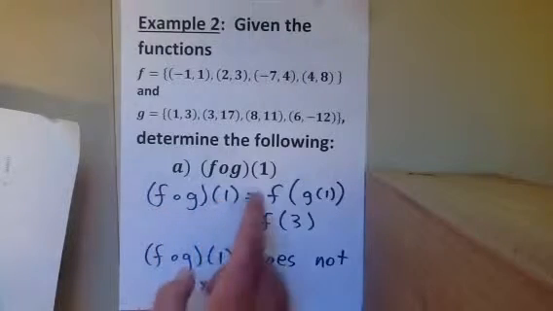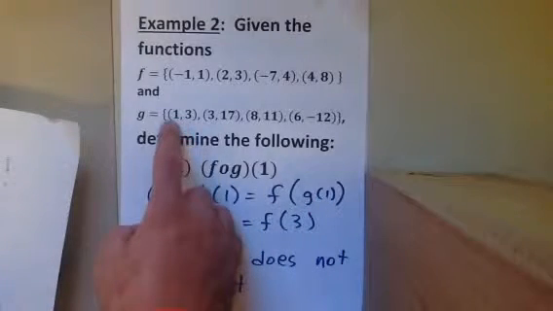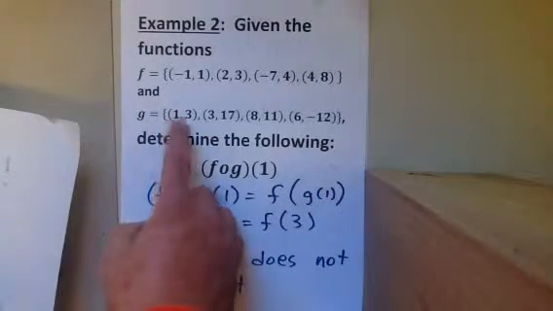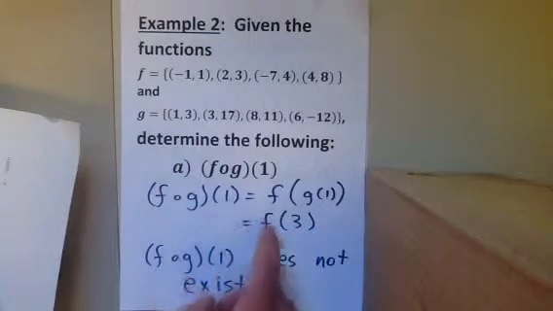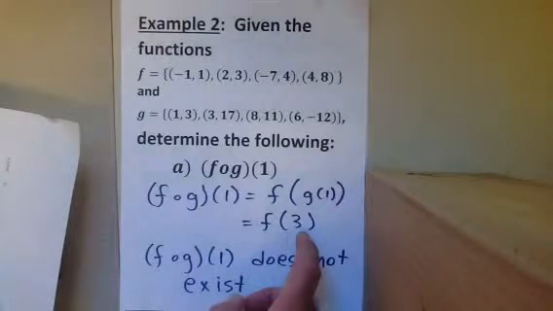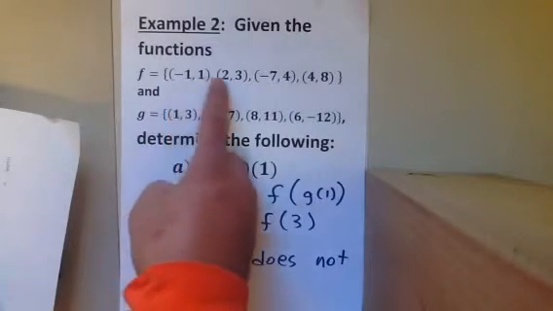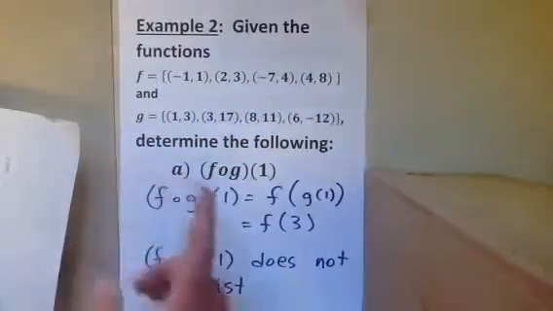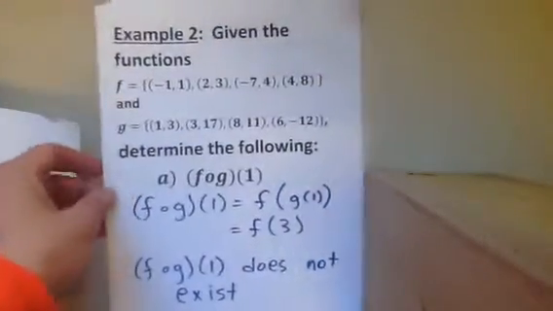Well, f of g of 1 is the same as f at g of 1. How do you calculate g at 1? That means on the function g, what does y equal when x is 1? Well, in the function g, when x is 1, y is 3. So g at 1 is the same as 3. So f of g at 1 is the same as f at 3. So what does f at 3 equal? We come up to f and ask ourselves, what does y equal when x is 3? But we see that in the function f, x never is 3. So f at 3 doesn't exist, which means f at g at 1 doesn't exist.